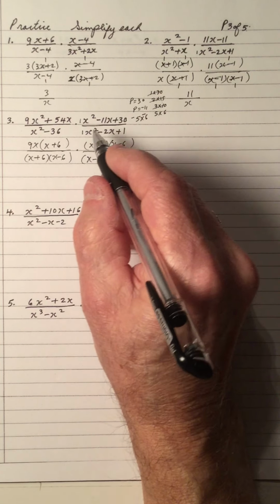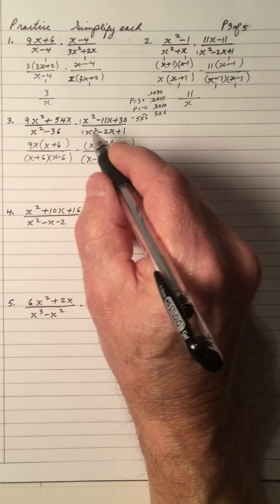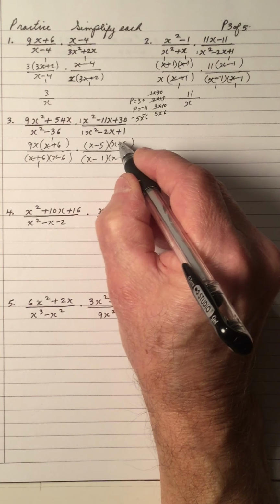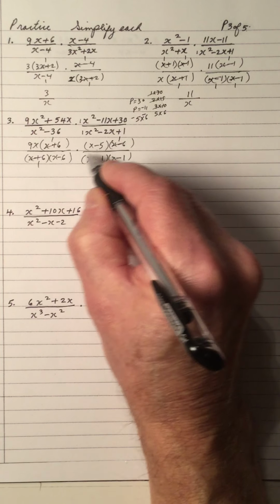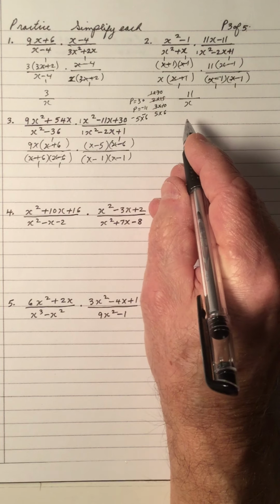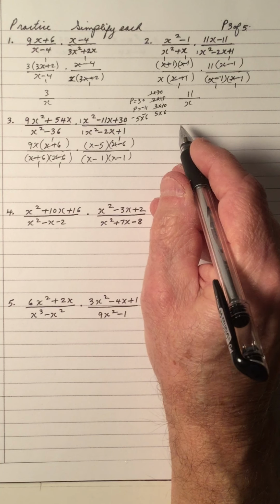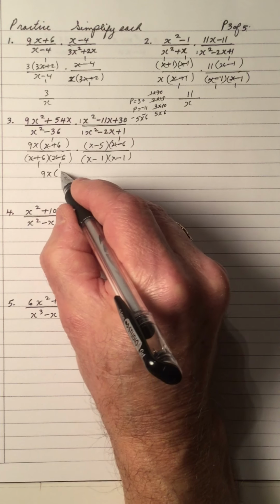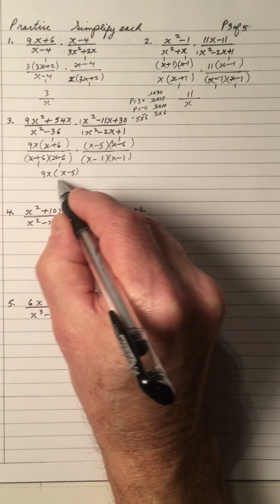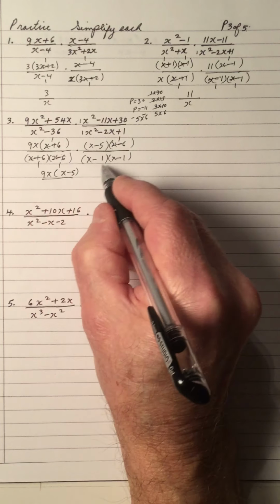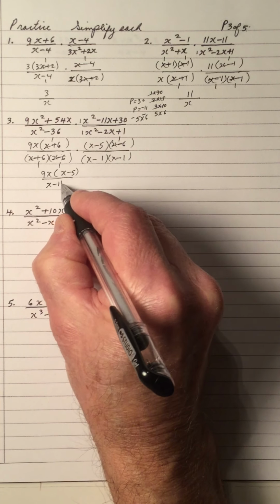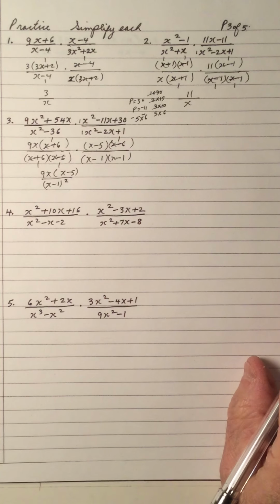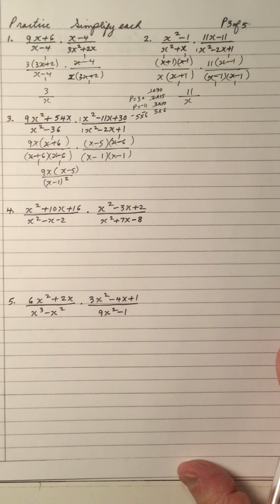Now, 9x can't cancel. X plus 6, yes, top and bottom. X minus 5, no. X minus 6, yes. Can we do any more? Nope. So we got a 9x and x minus 5. They're gone. And so we have an x minus 1. X minus 1 times x minus 1 is x minus 1 squared. So that's as far as we can go.